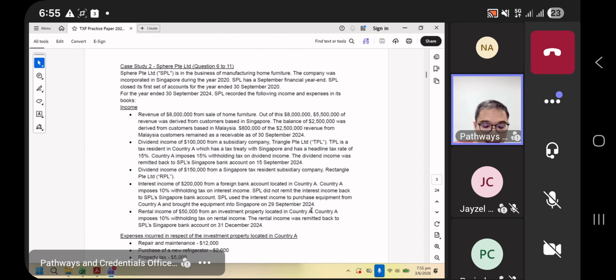Okay, so if you look at the income, the company derives a few categories of income. The first bullet point shows that it earns business income. That means we typically call it the Section 10(1)(a) income, which refers to its trading income. Then on the second point, it also generated foreign dividends. The third one would be dividends income, and then it also generated foreign interest income, and also foreign rental income.